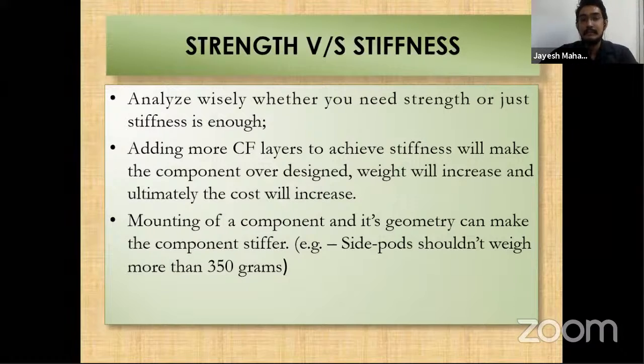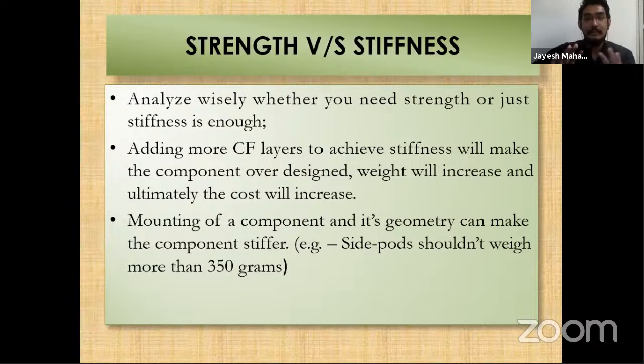Now, this is the important part: strength versus stiffness. What do you think is more required in terms of choosing fabric, or in terms of manufacturing? You have to decide which component you are going to manufacture, and what its requirements are. Analyze wisely whether you need strength or just stiffness is enough for that component, because this is how you will reduce the weight of the component.